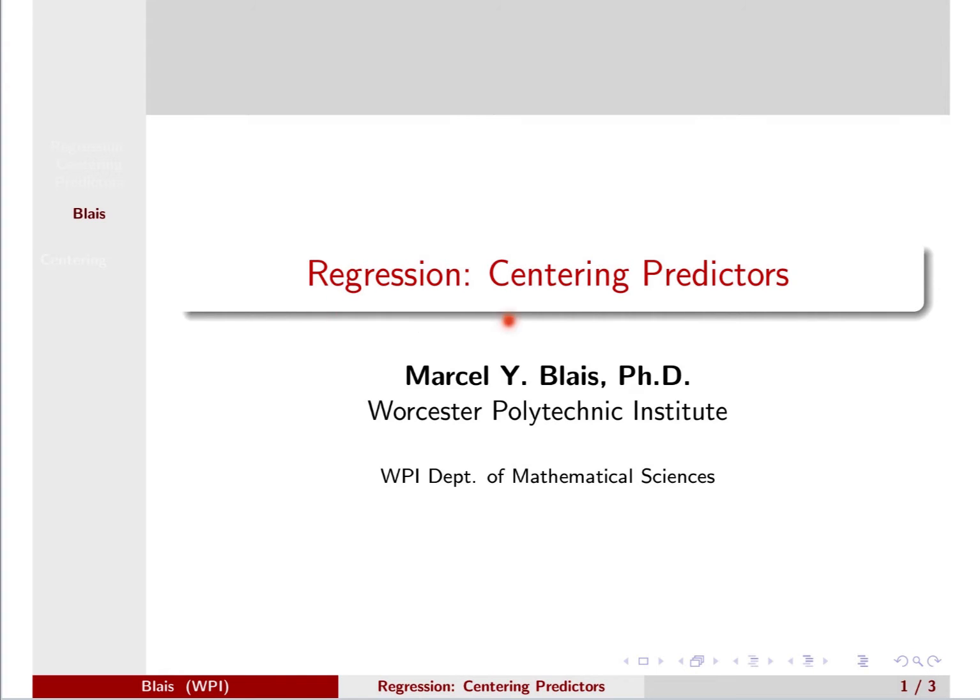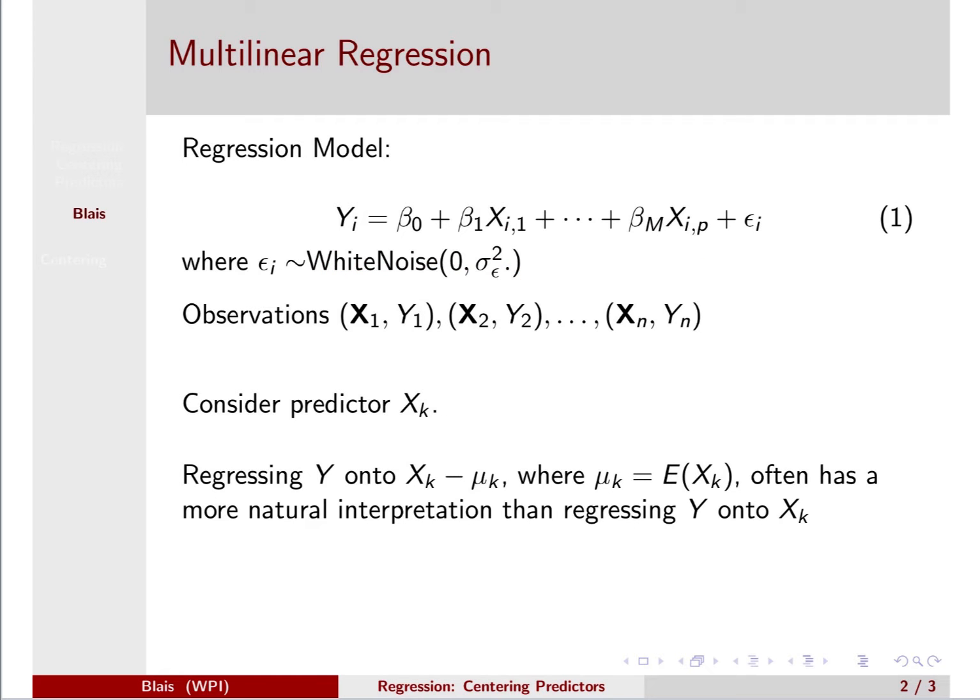In this lecture, we will be looking at the topic of centering the predictor variables in a multilinear regression. Let's recall our multilinear regression model as written here in equation 1, where the response is linearly regressed onto the p predictor variables x1 through xp.